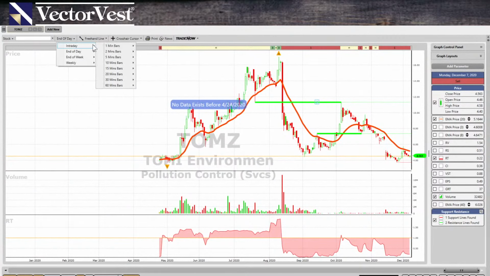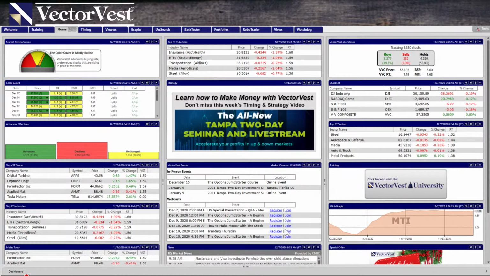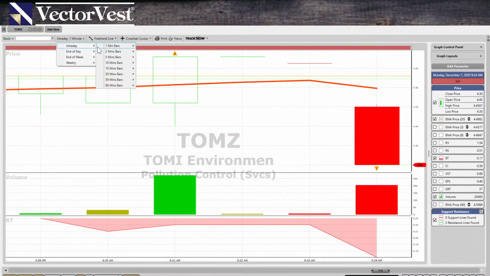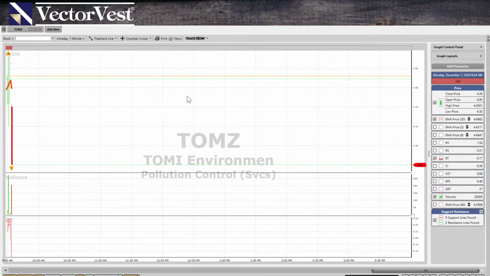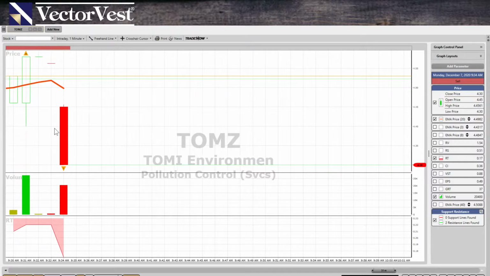I'll change this to intraday, 1 minute bars, current day. And I need to take off the use extended hours. Excellent. Go back to my graph. Intraday, 1 minute bars, current day. There's the move on TOMZ. All right. There's the 9:30 minute. Let's go put on the date line. There's the 9:30 minute right here. The stock's price went above. What moving averages do I have on here?